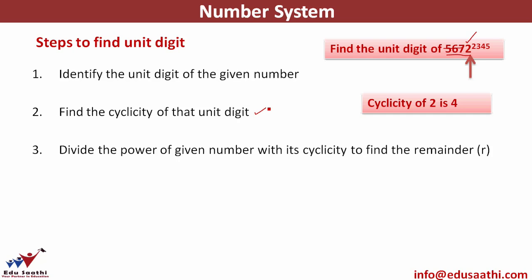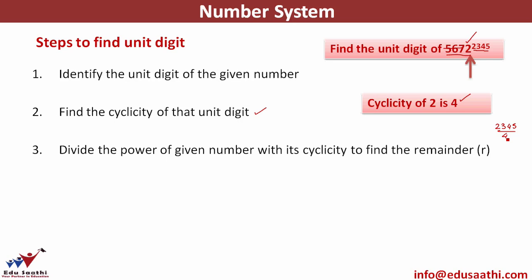The third step would be to divide the power of the given number by its cyclicity to find out the remainder. So what is the power that I have? 2345. I will divide that power by the cyclicity. What is the cyclicity of 2? It is 4. Divide the power by 4 to find out the remainder. So instead of dividing 2345 by 4 to find out the remainder, I would apply the divisibility rules. You have already learned the divisibility rules.